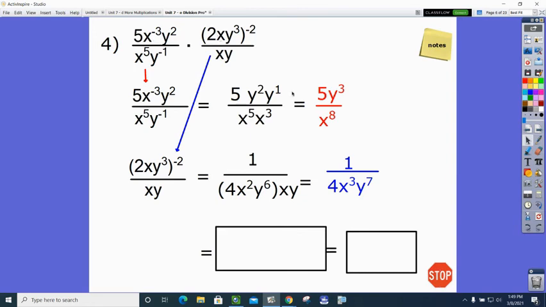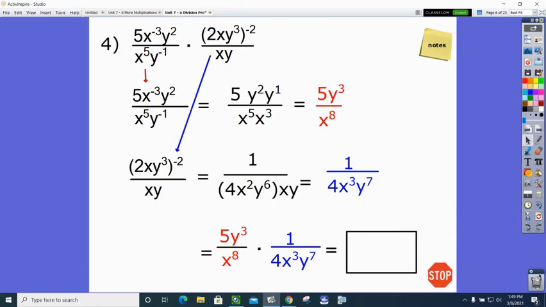So this whole mess is 5y to the 3rd over x to the 8th, and this whole mess is 1 over 4 x to the 3rd y to the 7th. If you need to pause the video to just look at that, please do. Otherwise, we're going to move on because we still have to multiply these two together. And that's what's behind this box. So I brought these down, and now I need to clean this up. So I see 5 over 4. Everybody okay with that? I have x to the 8th on the bottom times x to the 3rd. I'm going to multiply common bases and add the exponent and get x to the 11th.